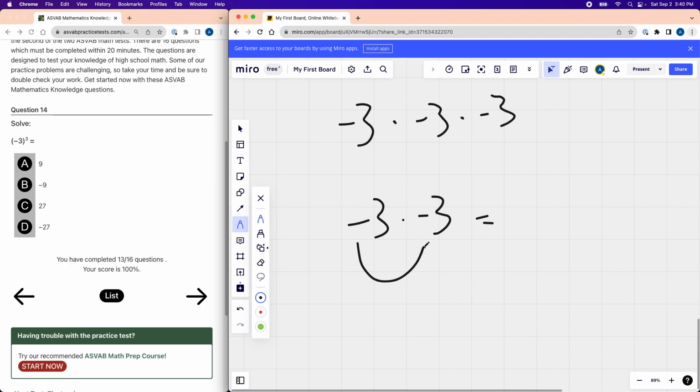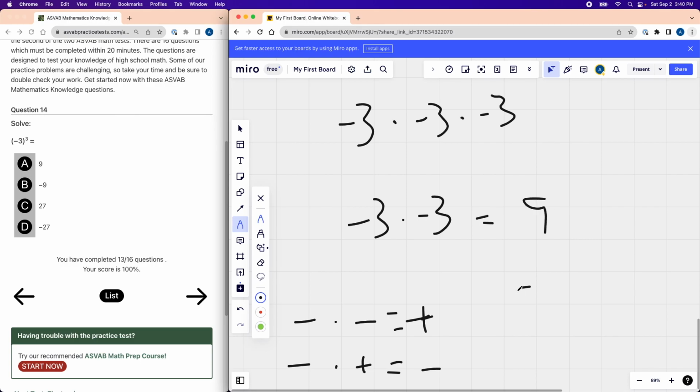Remember, when you multiply a negative number times a negative number, your answer is going to be positive. All right, so negative times negative equals positive. On the other hand, if you have a negative times a positive, then that's going to equal a negative number. All right, so you got to really try and remember that. Negative times a negative equals a positive, but a negative times a positive equals a negative. All right, so negative 3 times negative 3, that's going to equal positive 9.